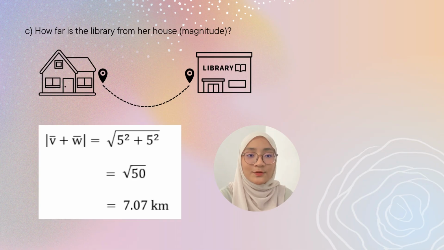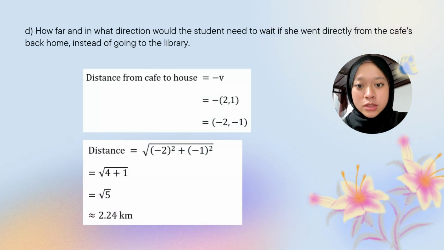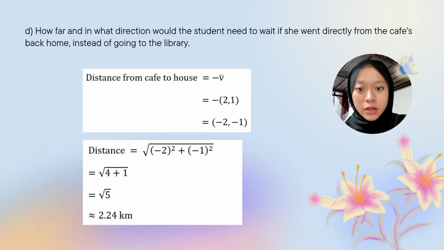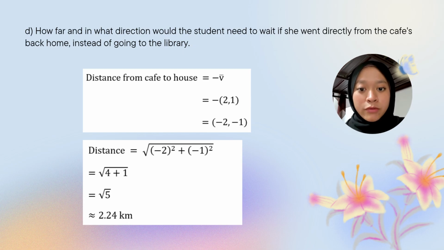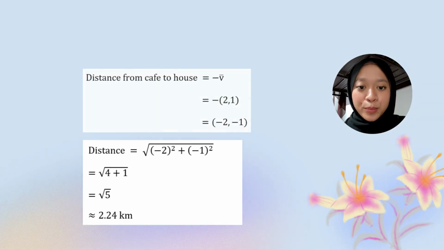is 7.07 kilometers. For question D, if the student walks directly from the cafe back to the house, she will go 2 km west and 1 km south, which is the opposite of the original path to the cafe. We can write this movement as the vector (-2, -1). To find how far she would walk, we calculate the distance using the formula square root of x squared plus y squared, which is 2 squared plus 1 squared, giving us the square root of 5, or about 2.24 km. So she would walk around 2.24 km in the southwest direction to return home.